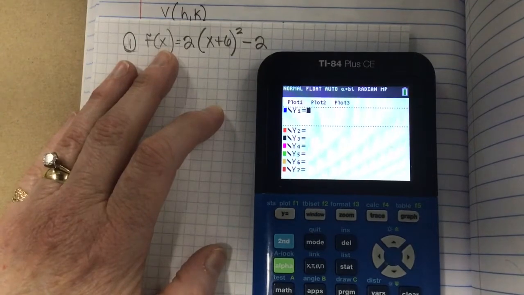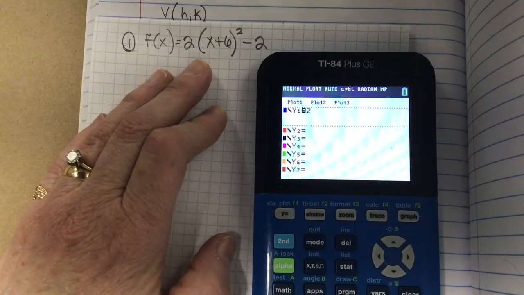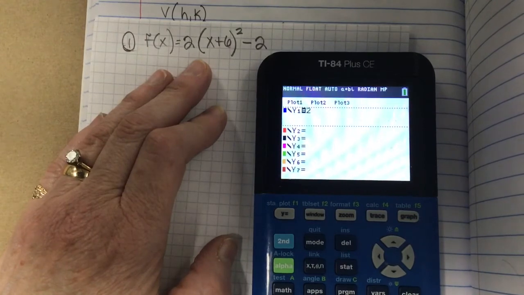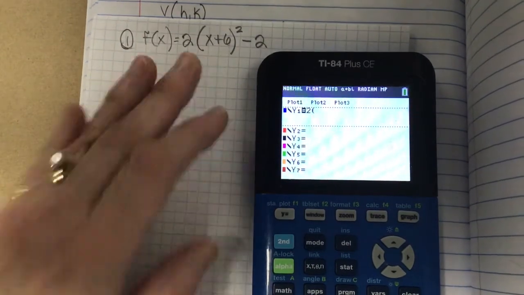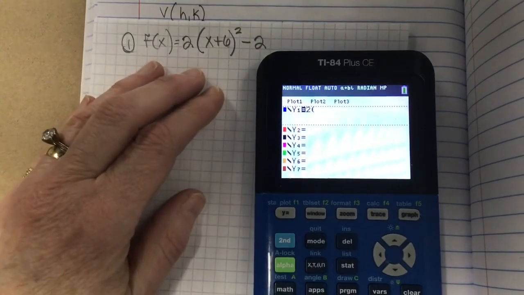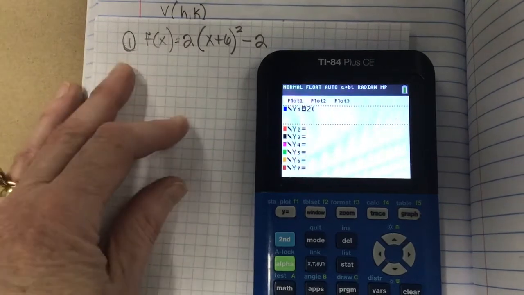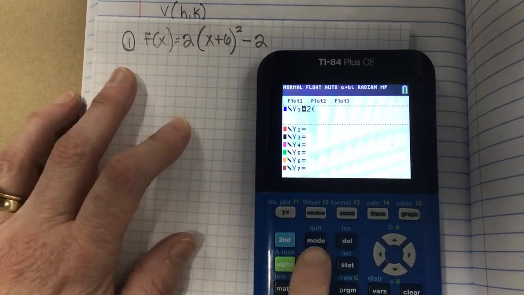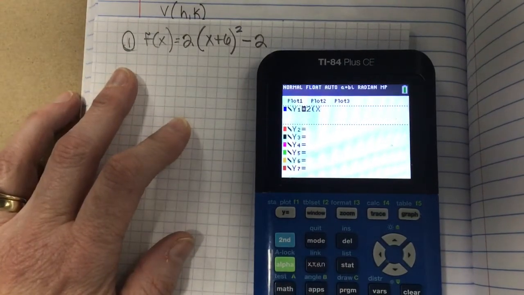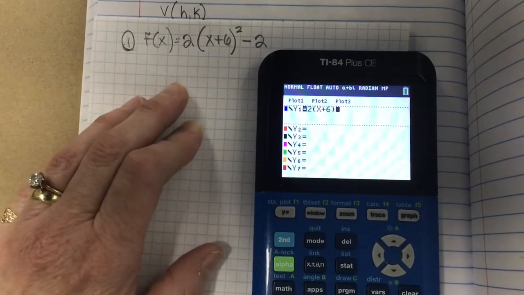So we've got 2. Now, it's open parentheses. Do you know where your parentheses are? Yeah, right above the 8 and 9. So you've got open parentheses, and then you've got x. Remember, your x key is right next to your alpha. Right here. See my finger? X plus 6, close parentheses.